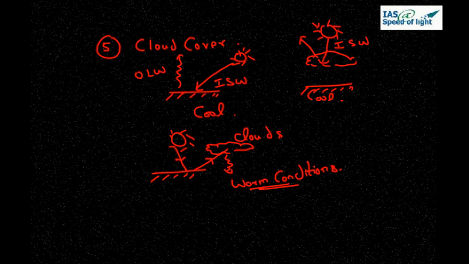So these are the five different factors which control the temperature. The general factors which control the temperature are the latitude, the altitude, the height above the surface of the earth, then the continental environment versus the marine environment, then the ocean currents, and then the cloud cover.